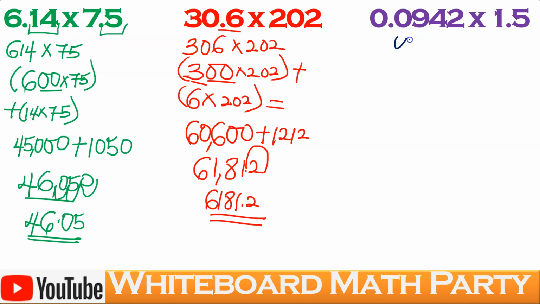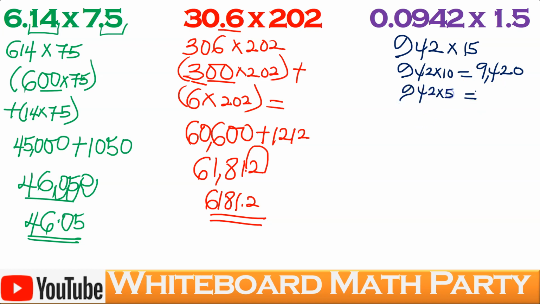All I will need to do is to multiply 942 by 15. Using my method, I'm going to change this 15 to 10 and 5. So first of all, I'm going to multiply 942 by 10. And that is going to give me 9420. This is 9,420. Then the next thing I will do is to multiply the same 942 by 5. So if I multiply 942 by 5, that is going to give me a total of 4,710. That is the half of this. So I'll write 4,710.